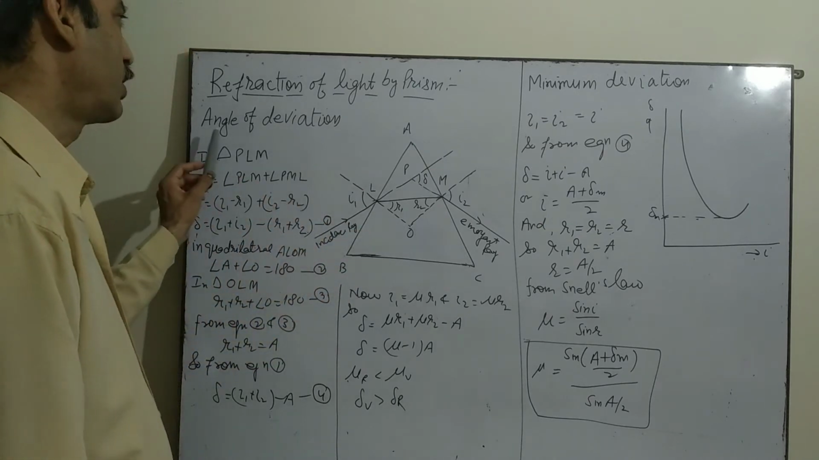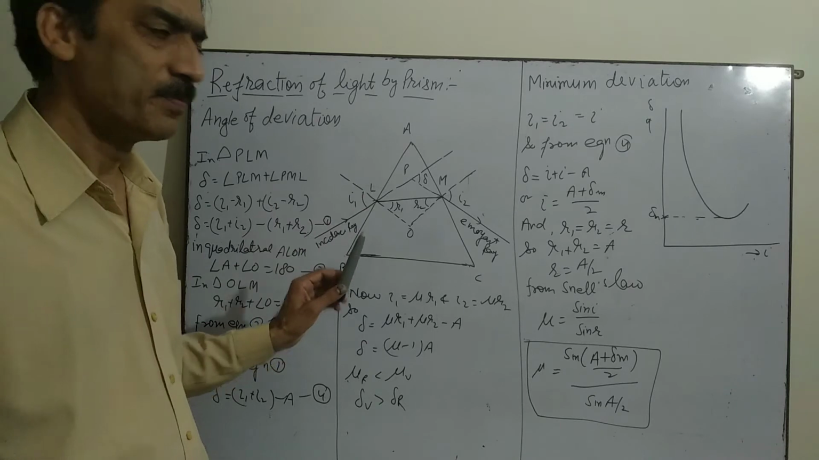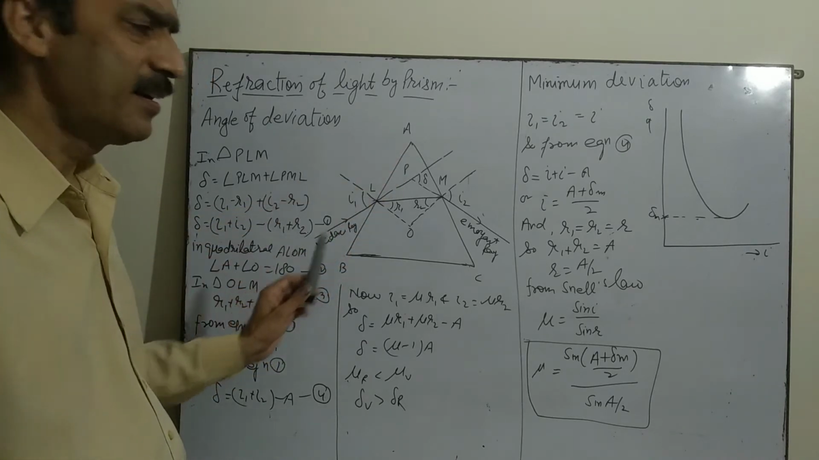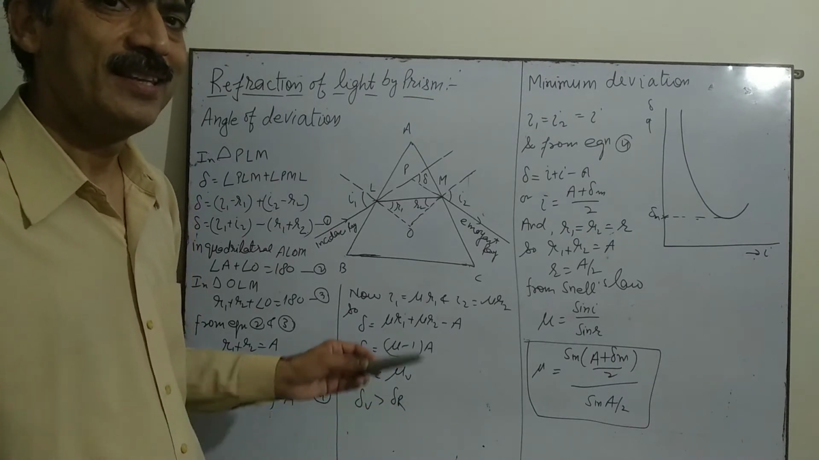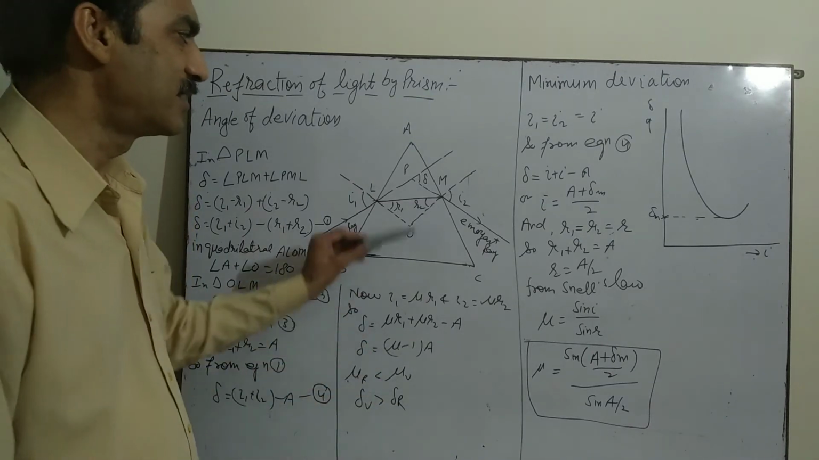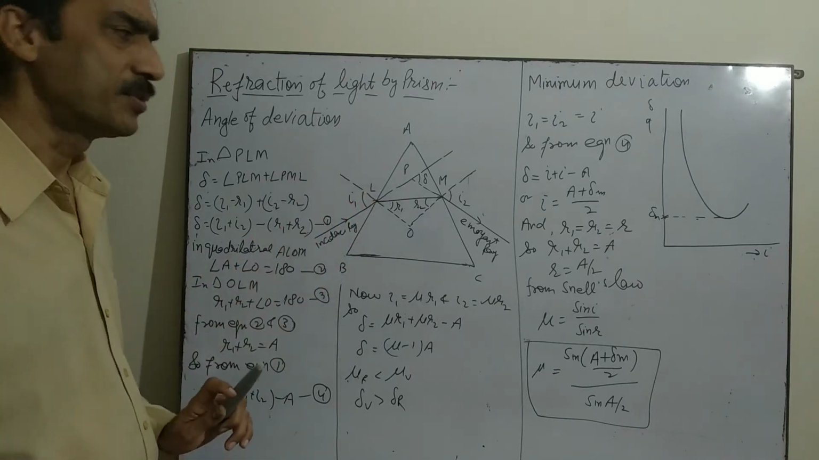This angle is called angle of deviation. Angle between incident ray and emergent ray is called angle of deviation. In this case, angle of deviation is delta. Now, we have to calculate this angle of deviation.